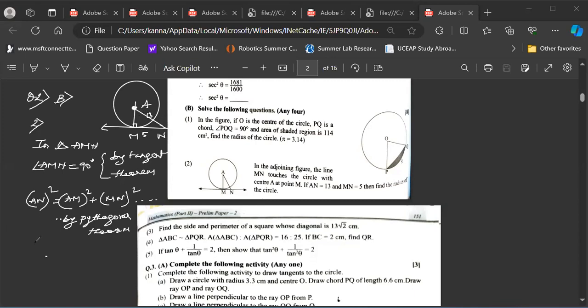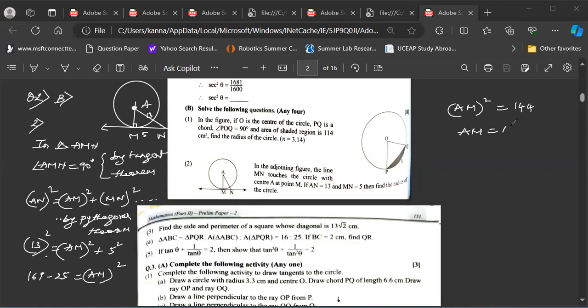AN is 13, so AN square is equal to AM square plus PM square. So how much do you get? 169 minus 25 is equal to AM square, okay? So how much do you get? AM square equals 144, okay? AM equals 12. AM equals 12, and you can say units, okay?